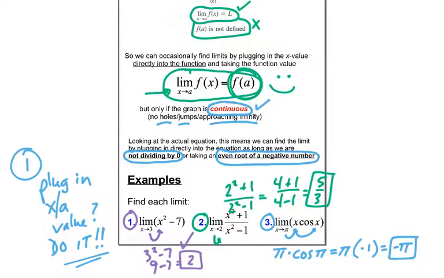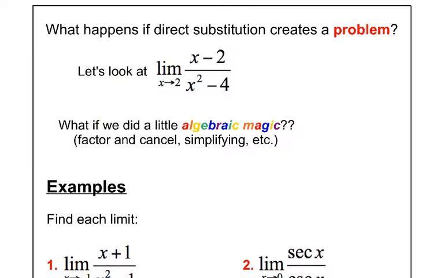So, just to recap, if you're finding a limit, the first big step is just try to plug it in if you can. Now, but if you try to plug it in and you get a problem, what are you going to do? Let's take this one for example. Can we find the limit of x minus 2 over x squared minus 4 as x approaches 2?